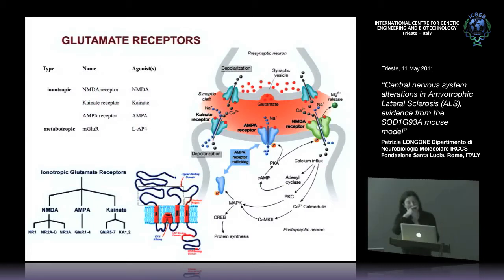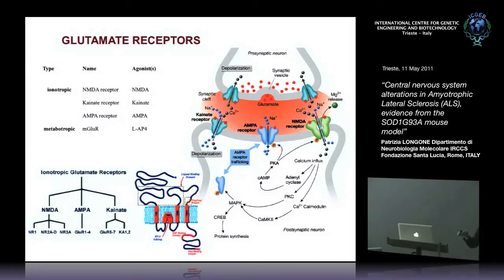Glutamate. Glutamate is the most important excitatory neurotransmitter in the central nervous system. Upon its release at the presynaptic neuron, glutamate activates four types of receptors: three ionotropic and one metabotropic. The three ionotropic receptors got their name from their agonists, NMDA, kainate, AMPA. In my talk, I will focus on the NMDA and AMPA receptors. Then the metabotropic is a classical metabotropic receptor with the 7 transmembrane region, etc.